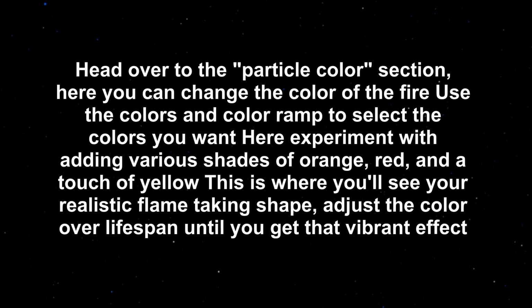Head over to the particle color section. Here you can change the color of the fire. Use the colors and color ramp to select the colors you want here. Experiment with adding various shades of orange, red, and a touch of yellow. This is where you'll see your realistic flame taking shape. Adjust the color over lifespan until you get that vibrant effect.